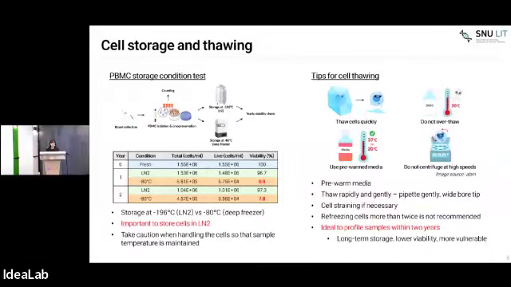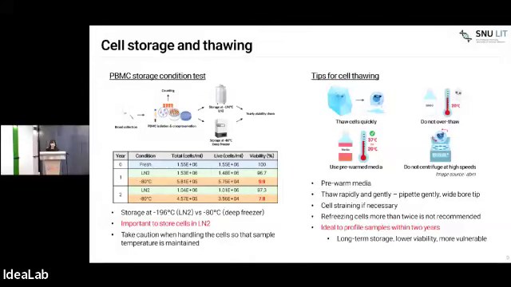And to profile the cells, as mentioned, cell storage and thawing steps are also critical. I wanted to share the results of the PBMC storage tests that our lab conducted, where PBMCs were isolated and divided into different vials and stored in liquid nitrogen or minus 80 degrees. And then the viability and cell number were checked every year.